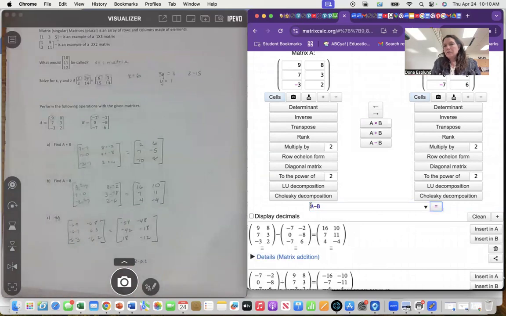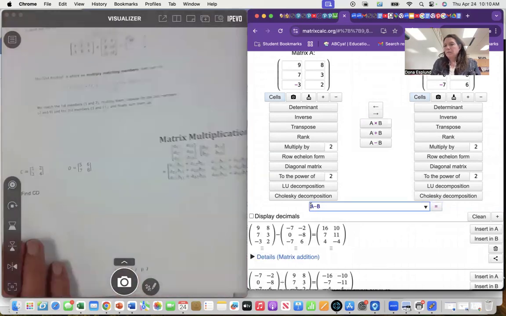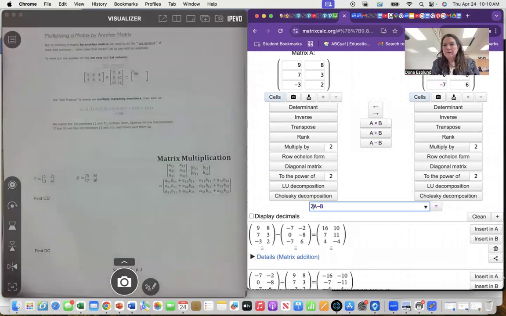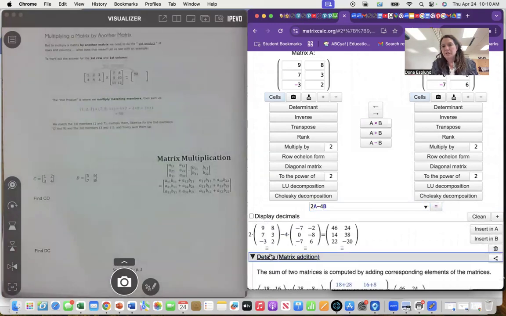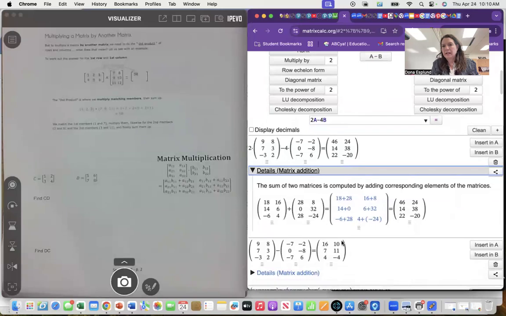I can also do that same one that we were working on. So I had the 2A minus 4B, and ask it to compute, and it's going to also tell you your steps to how to solve that. And so in other words, we started off, remember, this was the 2 times that, which was the 2, 14, -6. We can just check to make sure I got it right.